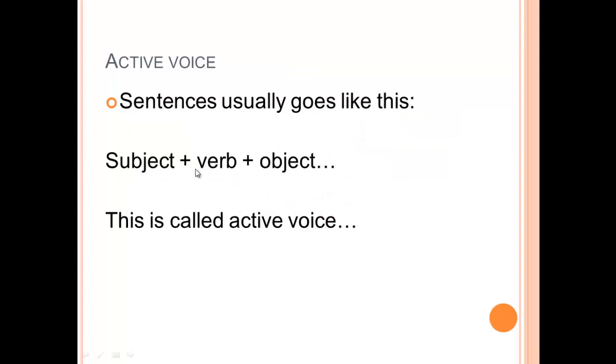Okay, active voice sentences usually go like subject, verb and object, while in the passive voice we said that we will start with the object. In that case we don't change the tense. You should remember that we don't change the tense, we only change the form of the verb, the form of the sentence. We change the shape, we change the form of the verb, and not the tense.